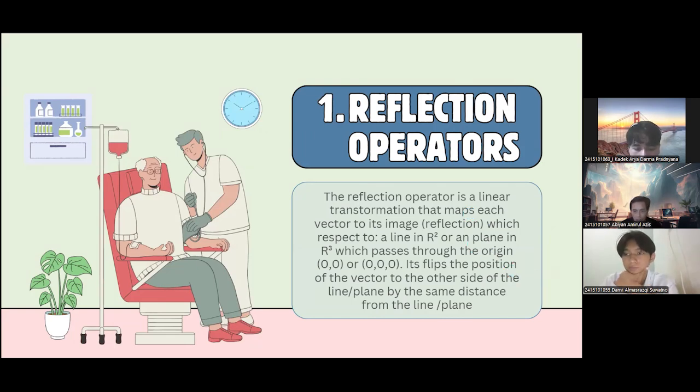The reflection operator is a linear transformation that maps a vector to its image or reflection with respect to a line in R2 or a plane in R3 which passes through the origin (0, 0) or (0, 0, 0). This flips the position of the vector to the other side of the line or plane by the same distance from the line or plane.